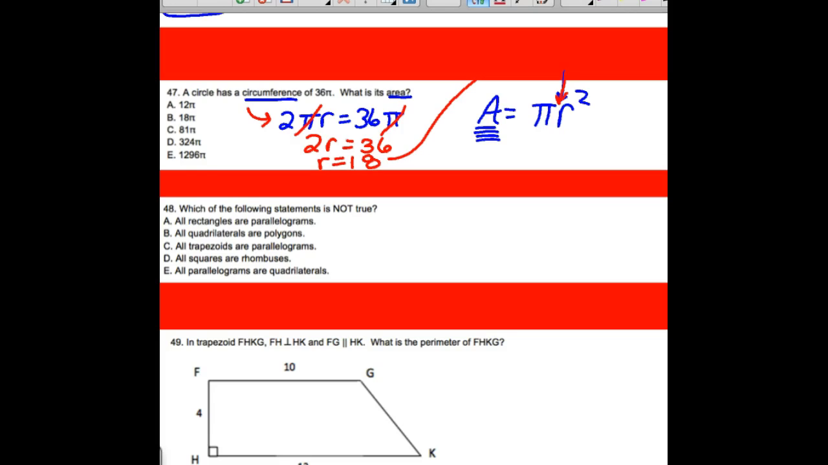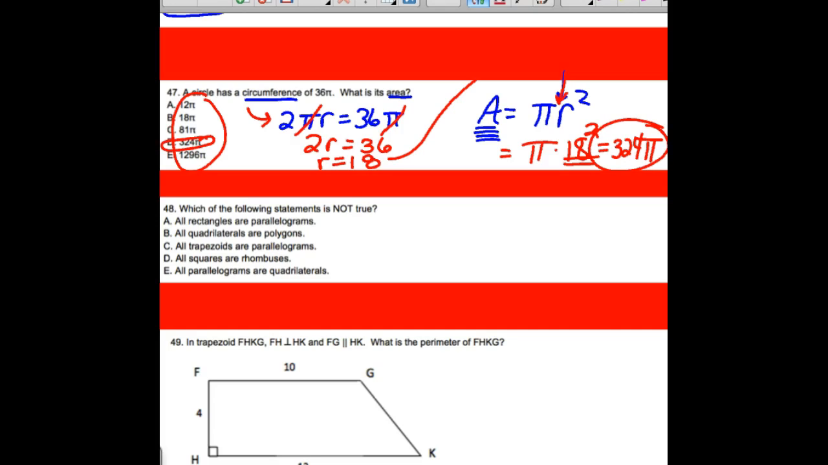Now, again, always keep your eye on the answers, or you're going to waste some time. My answers have pi in them. We call that in terms of pi. So what that means is leave pi in here. Do not put it on your calculator. All you need to do is figure out what 18 squared is. And 18 times 18 is 324. The pi stays in your answer for an answer of D.